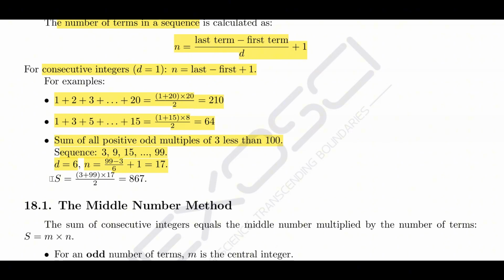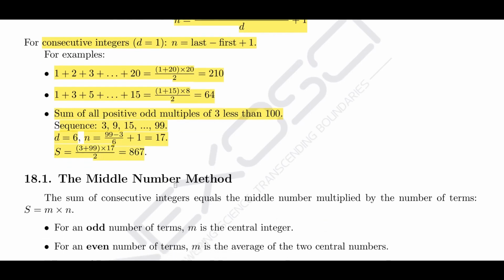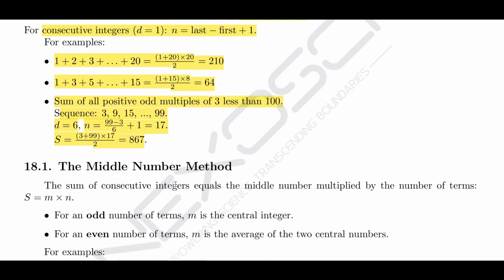Once we know the number of terms, we can use the average method. The average of the first and last is 51. Multiply that by 17, and you get 867. So the sum of all the odd multiples of 3 less than 100 is 867.